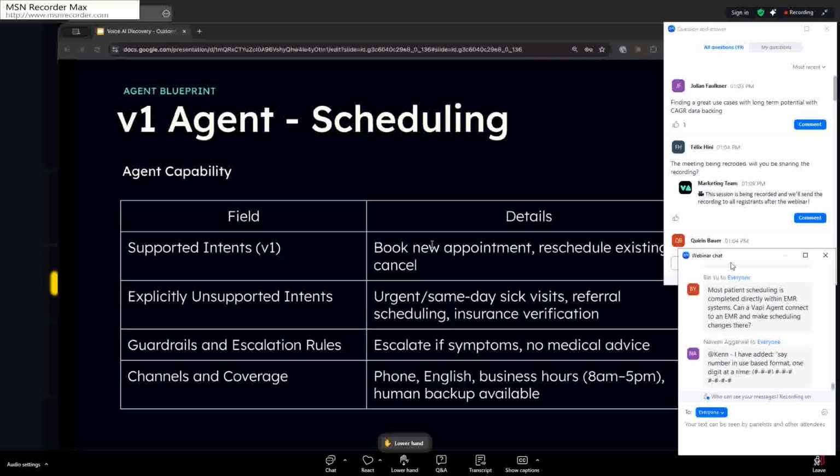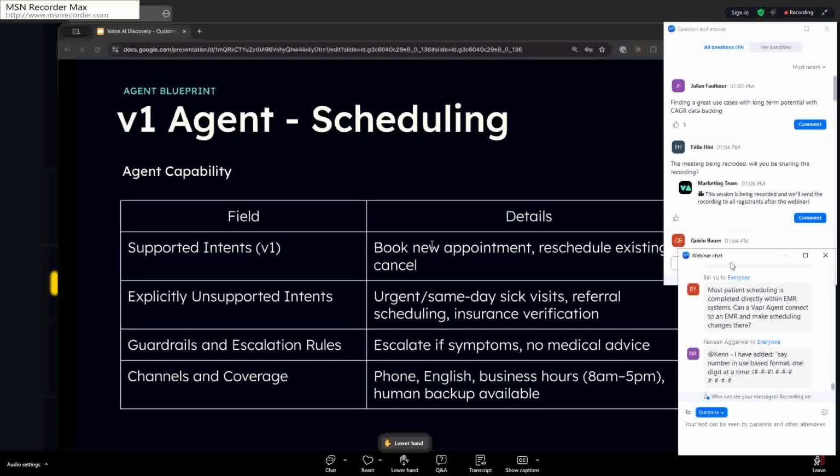Okay, so you have your supported intents, your explicitly unsupported intents, and next you want to describe if there are any guardrails that you want to build in. You want to define what the escalation rules are going to be. What are those paths? At which points do you transfer to a human operator? And the guardrails are here to basically prompt your voice AI agent to never give medical advice, for example. That would be a guardrail example.